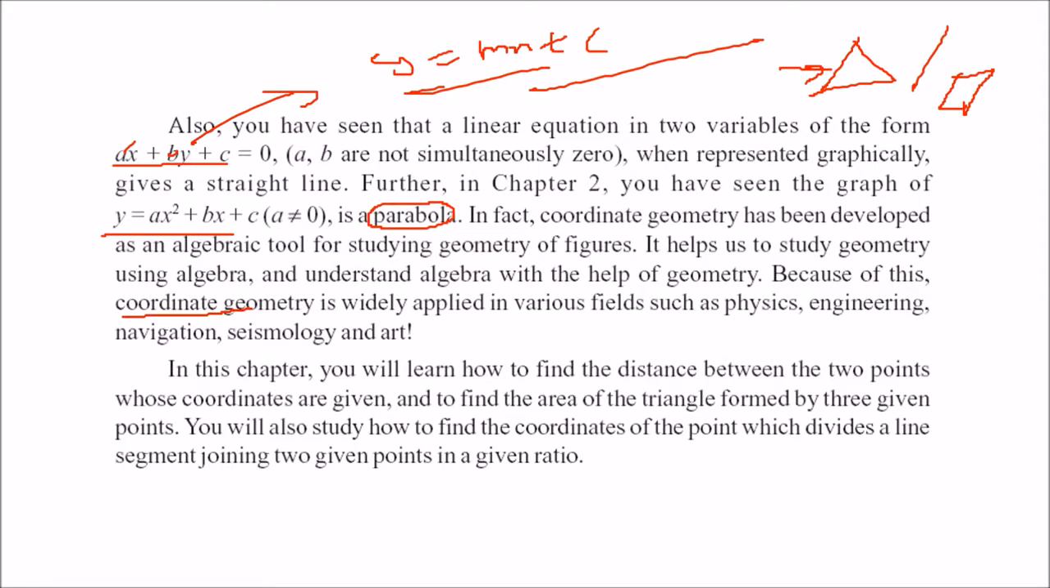This coordinate geometry is widely used in physics, engineering, navigation, seismology, and art. We'll try to find out the distance between 2 points, then also the area of the triangle, and the section formula also we'll see.